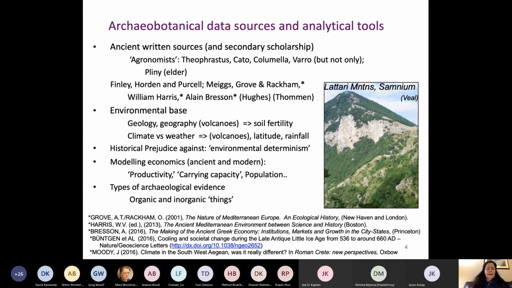Why do we care about the environmental base? Well, the geology and the geography obviously make a difference to fertility. If you've got volcanoes around, your soil fertility is going to be good. I'm going to talk a bit more about climate versus weather, because we toss this word climate around a fair bit, and what does that mean, and can archaeobotany tell us more than just using pollen studies, for example.